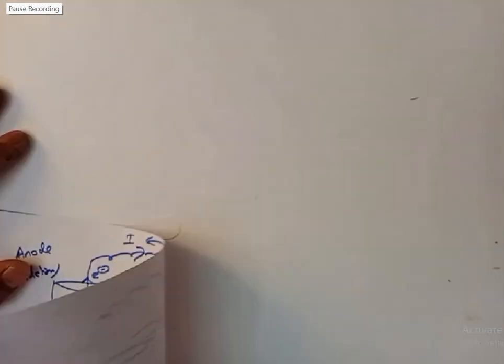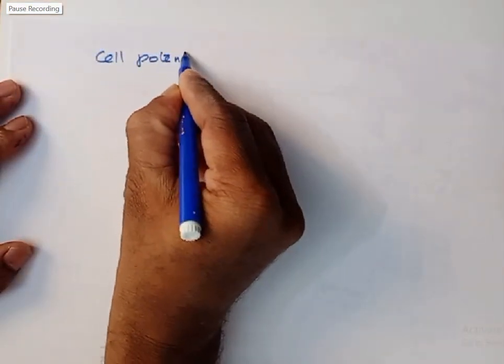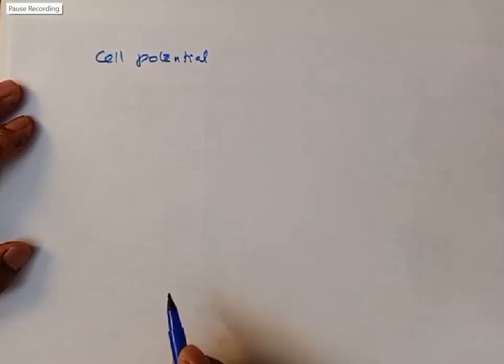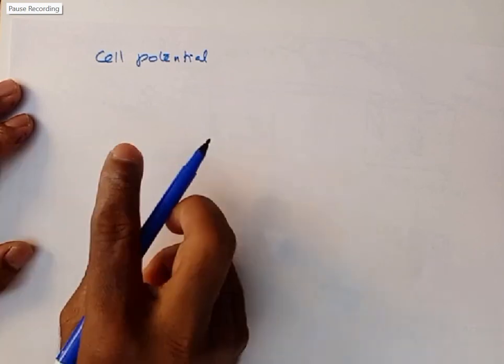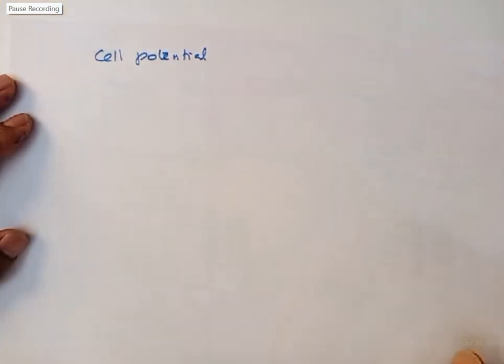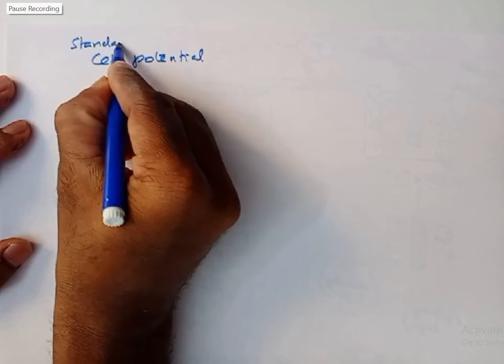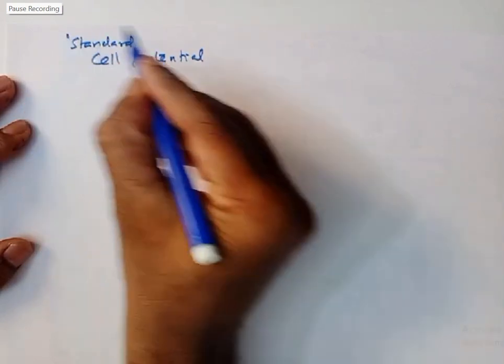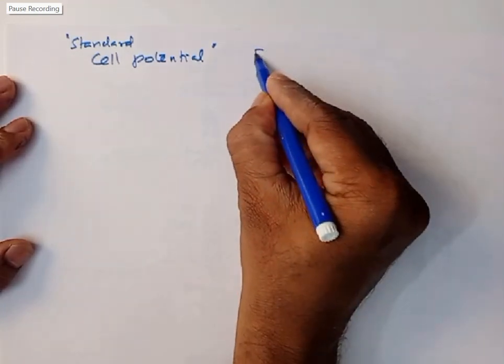Now let me write the next page. Cell potential is developed. Here students, we have taken 1 molar zinc sulfate solution and 1 molar copper sulfate solution. Therefore, this cell potential is also called a standard cell potential, which is represented by the symbol potential.